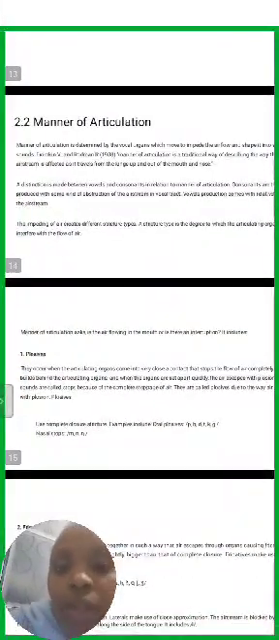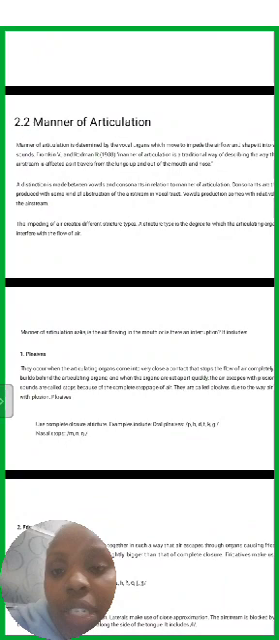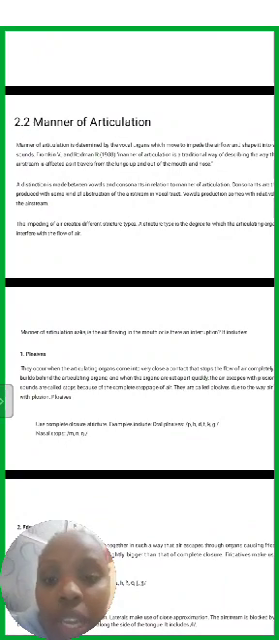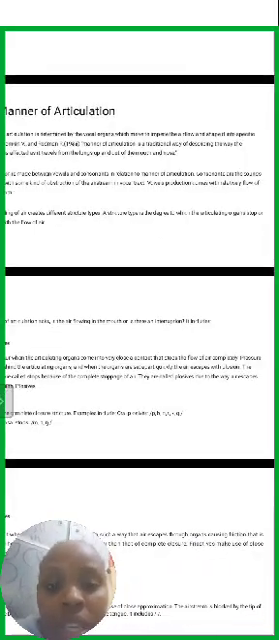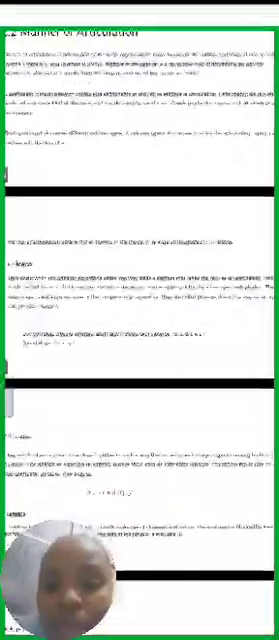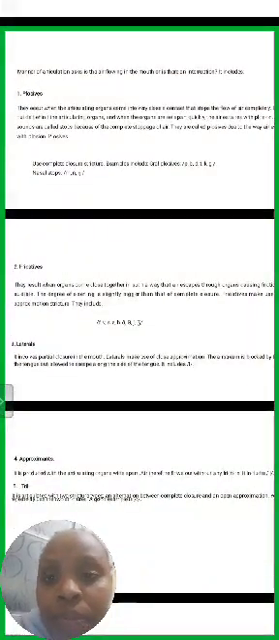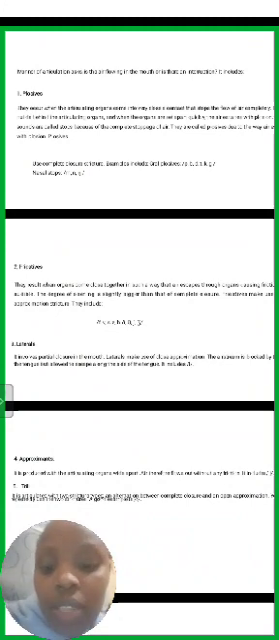So you're done with the place of articulation. Let's go to the manner of articulation. Manner of articulation is a distinction that is made between vowels and consonants. It asks whether there is air flowing through the mouth or whether there is an interruption.